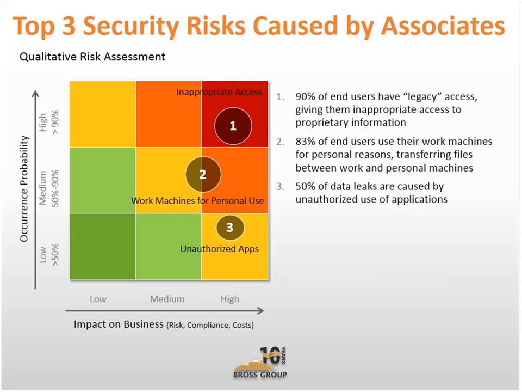So let's first look at the top 3 security risks caused by associates. In our research, we cross-reference real-life associate behavior with the 20 security controls, and this is what we found. 90% of end users have legacy access, giving them inappropriate access to proprietary information. 83% of end users use their work machines for personal reasons, transferring files between work and personal machines. And 50% of data leaks are caused by unauthorized use of applications.